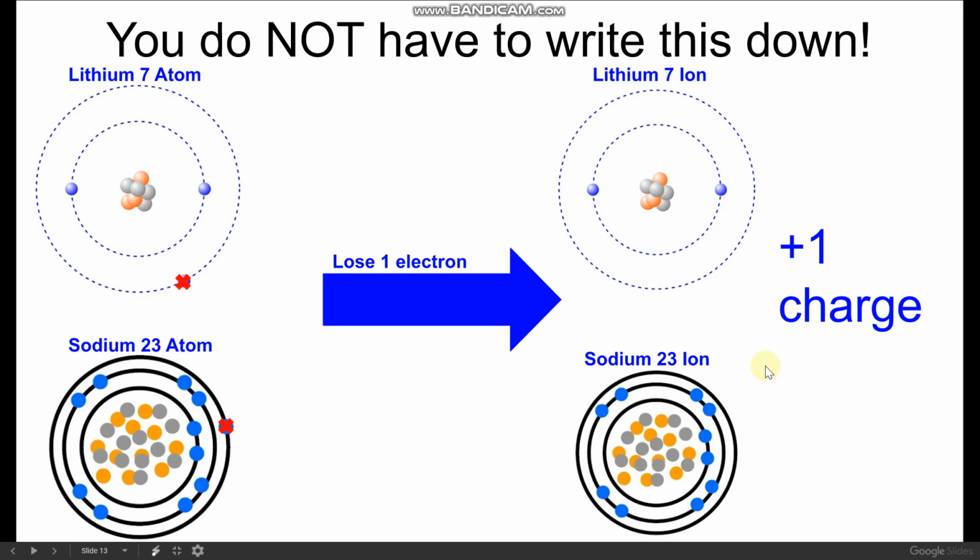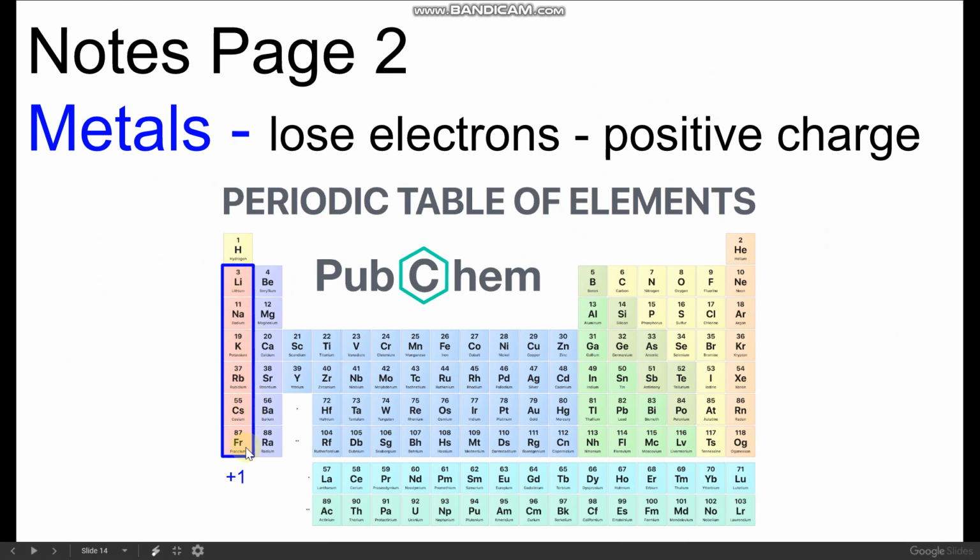Now, we could show this for every single atom in that first row here. We just showed it for lithium and sodium, but we could show it for potassium and rubidium and cesium and francium. The pictures would be a lot bigger and it would be a lot more tedious to draw out. But what's important to note is that all of these atoms will lose 1 electron and form a +1 ion. So that's what I want you to write at the bottom of the periodic table here is +1.